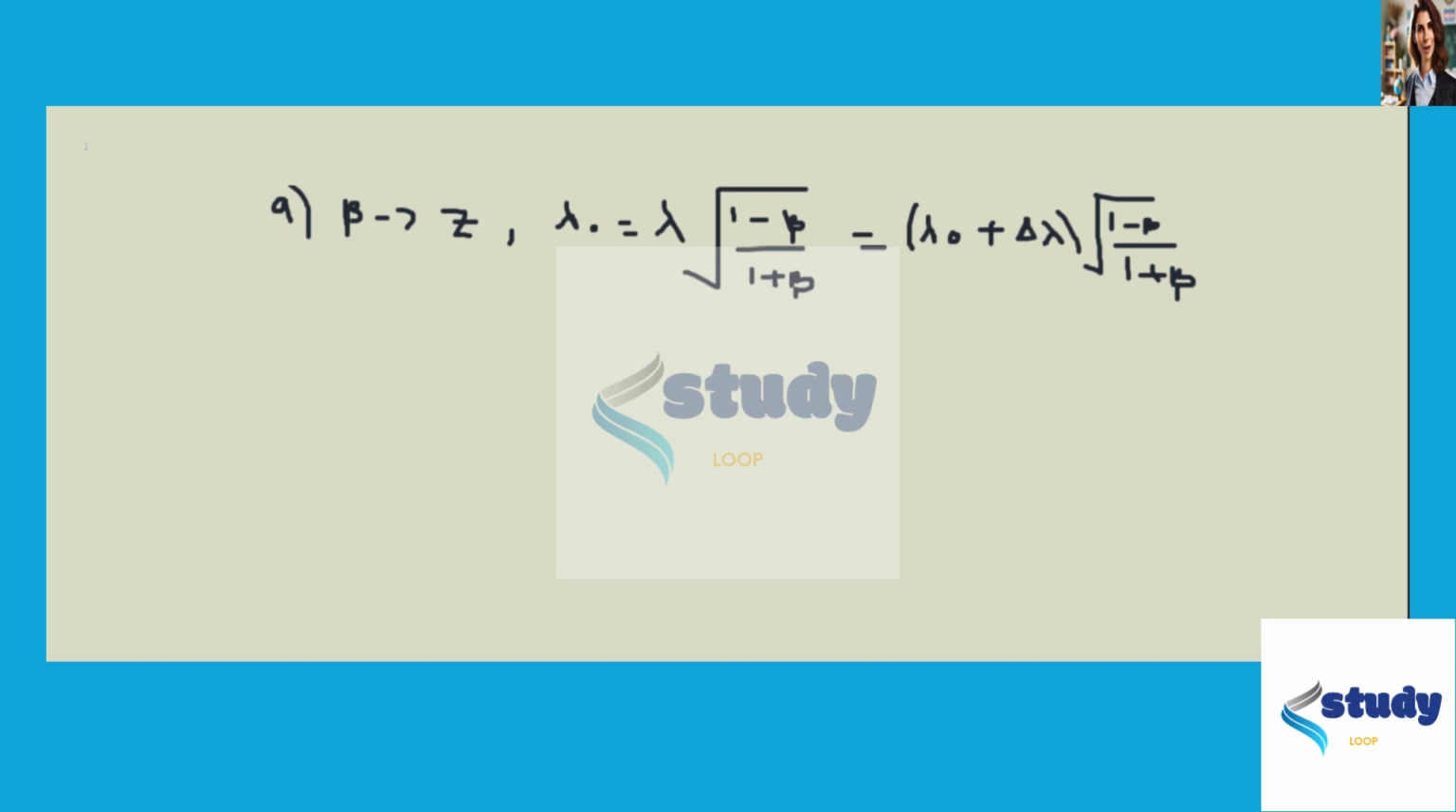Here we will divide by lambda naught on both sides. Lambda naught will cancel out and we are left with 1, and we can write z is equal to delta lambda over lambda naught. If we substitute this value and do the cancellation, then here we get 1 plus z equal to the square root of 1 minus beta over 1 plus beta.